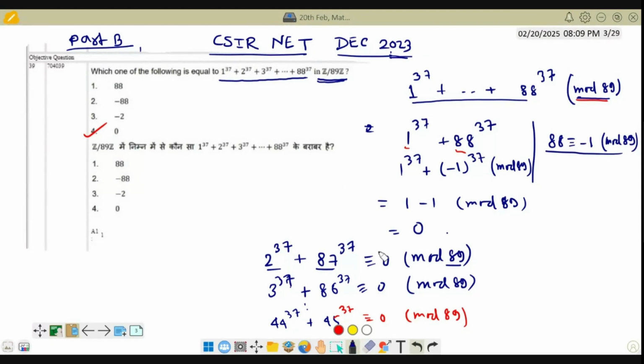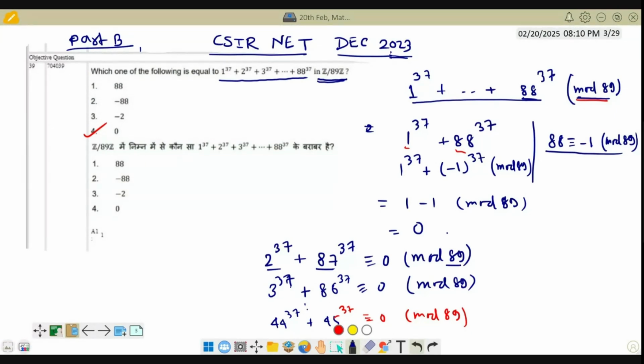So now can we generalize this? This is one particular problem, up to 88. How will you generalize this problem? Any guess or any comment? How to generalize this problem? Here the power given is 37. If it was any odd power, it will work.